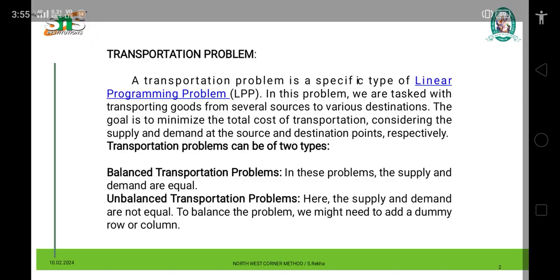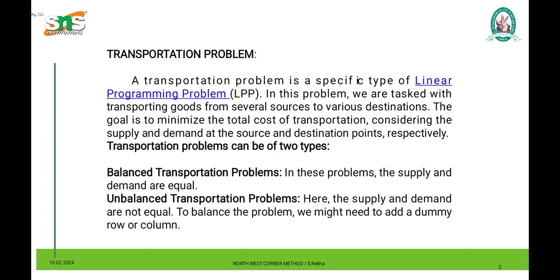So first of all, what is meant by transportation problem? Transportation problem is a specific type of linear programming problem. The goal is to minimize the total cost of transportation, given the supply and demand at the source and the destination points. In a balanced transportation problem, the supply and demand are equal. In an unbalanced transportation problem, the supply and demand are not equal, so to balance the problem we might need to add a dummy row or column.